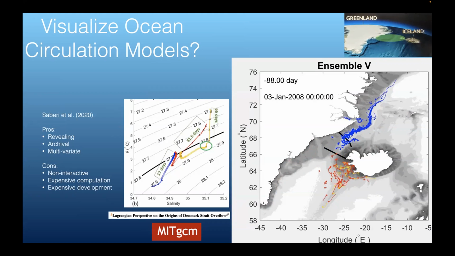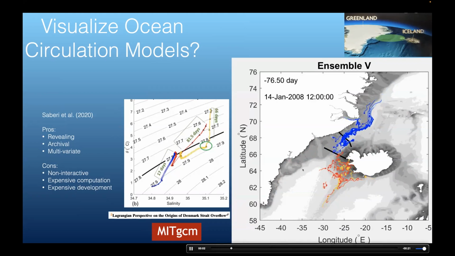I'll play it for you again. So the blue ones come from the north, the red and the orange ones come from south of Iceland. Okay, and then magically they all converge at this heavy black line, which is that topographic gap, the saddle point in the Denmark Strait, about now, and then they move forward in the flow. Okay, so this is also very revealing of the circulation.